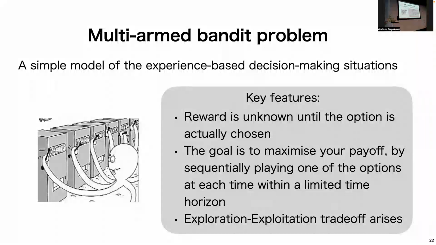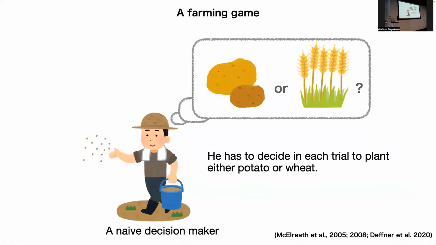So that's the key feature, and because the exploration-exploitation trade-off is everywhere in animal behavioral problems, multi-armed bandit tasks are widely and commonly used in the literature. So yeah, let me just briefly explain this multi-armed bandit game following the literature.